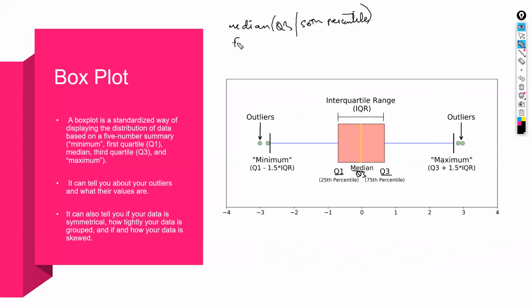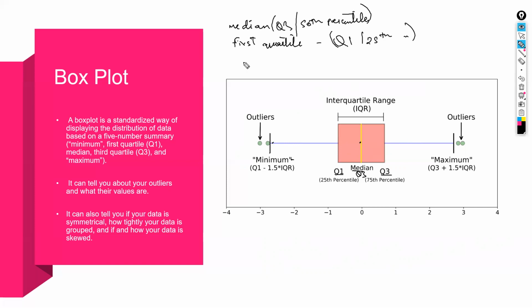Then you have your first quartile. Now what is the first quartile? Again, Q1, the 25th percentile. This is the middle number between the smallest number and the median of the data set. Okay, the smallest number which is not the minimum, somewhere after the minimum. From there to the median, that is our first quartile.